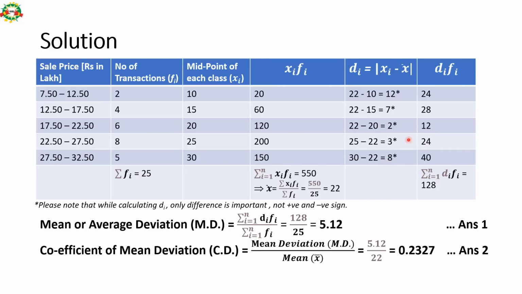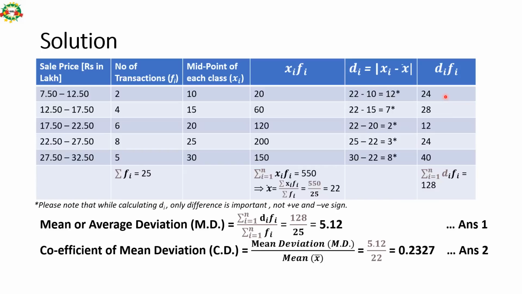So there is an asterisk here. Please note that since it is under two bars, while calculating d, only the difference is important. So it can never be negative. It always has to be positive. This di value has to be positive because we are measuring the difference, not the direction.